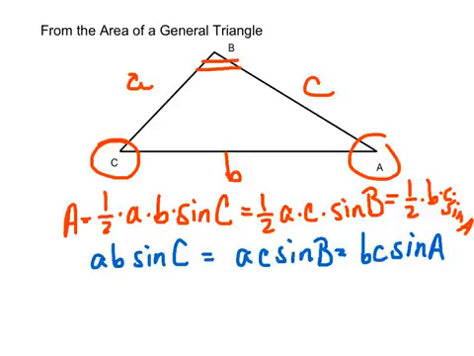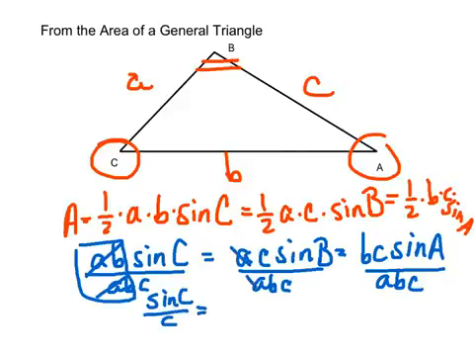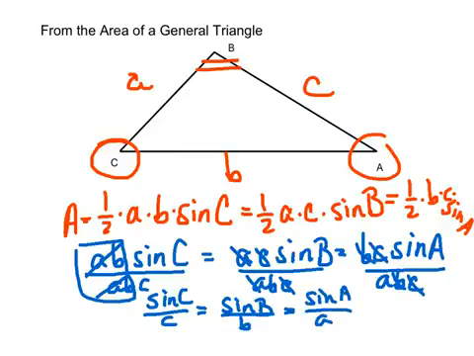And now what I'm going to do is divide all of these things by ABC. And it doesn't seem to make sense until I see what my answer ends up being. Because I have the same factor in numerator and denominator, they cancel, and I'm left here with sine C over C. Here the A's cancel and the C's cancel, leaving me sine B over B. And finally the B and C cancel, and I'm left with sine A over A. And this is known as the law of sines.